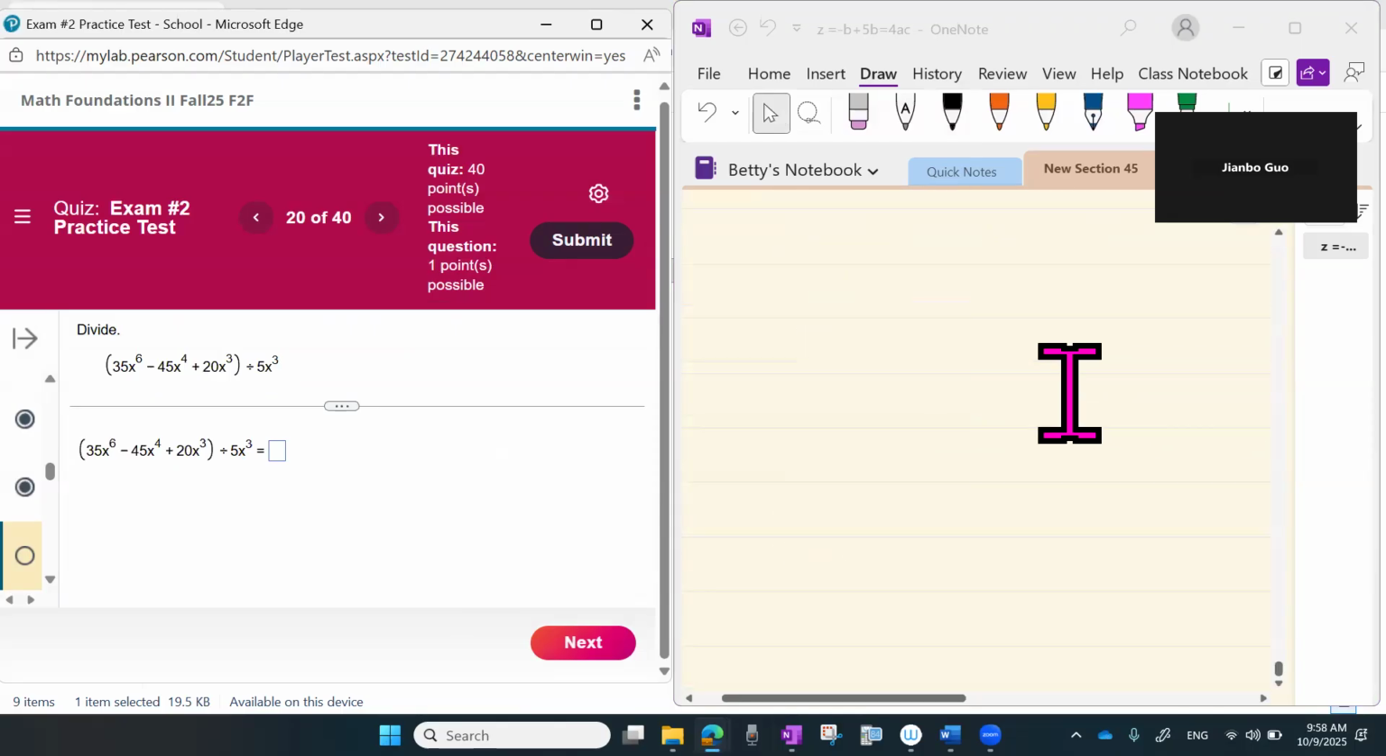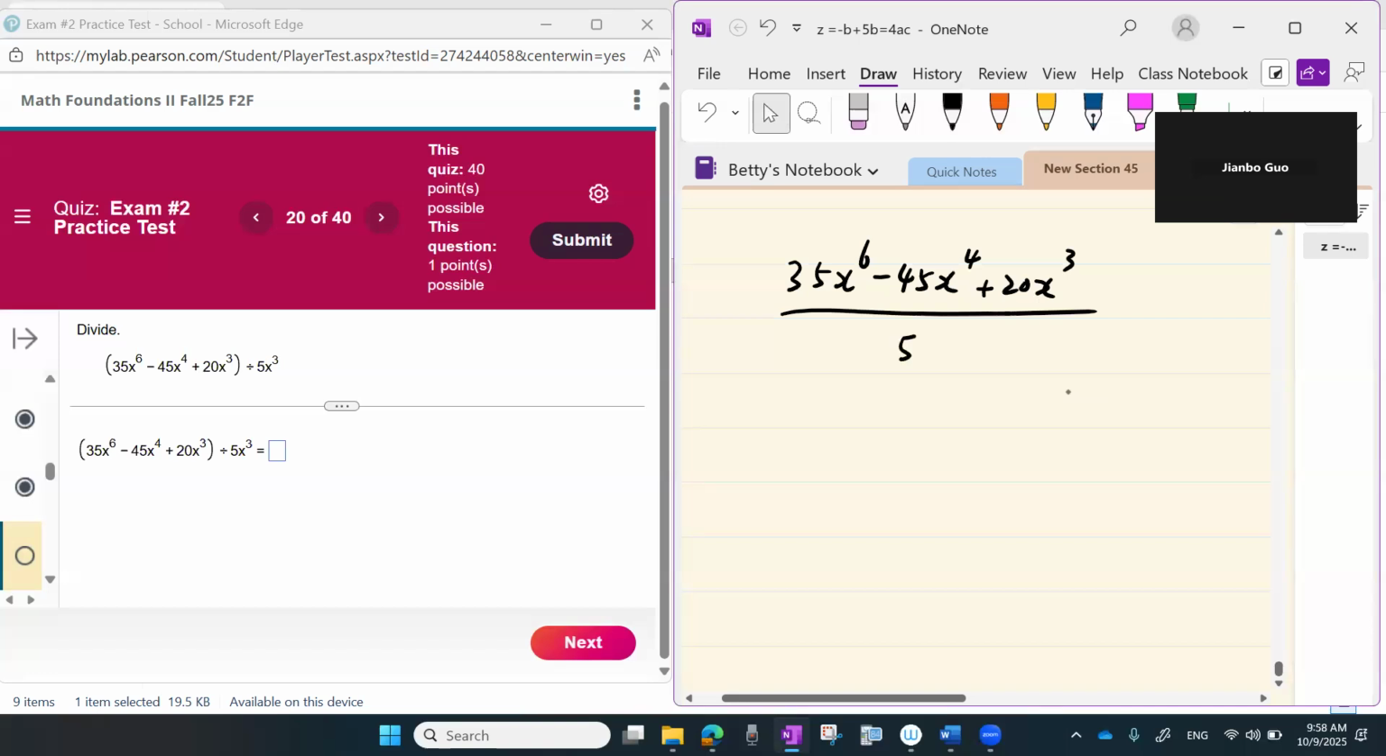Question number 20. Divide. We're dividing a trinomial by a monomial. So we write the trinomial in the numerator and the monomial in the denominator. We use each single term in the top to divide by the bottom: 35x to the 6 over 5x cubed, plus -45x to the 4 over 5x cubed, plus 20x cubed over 5x cubed.